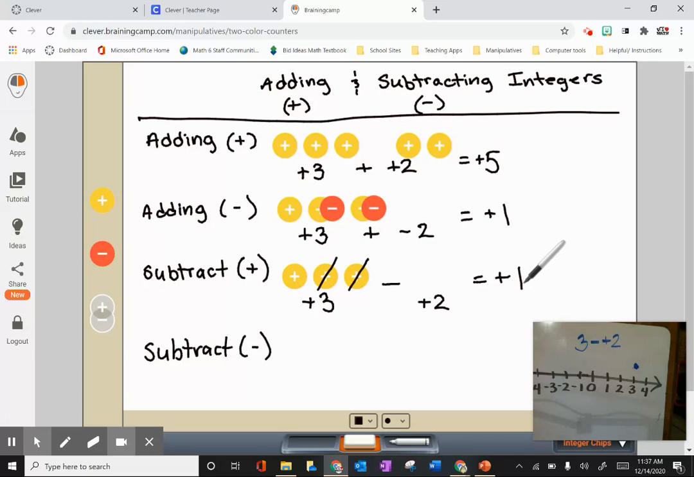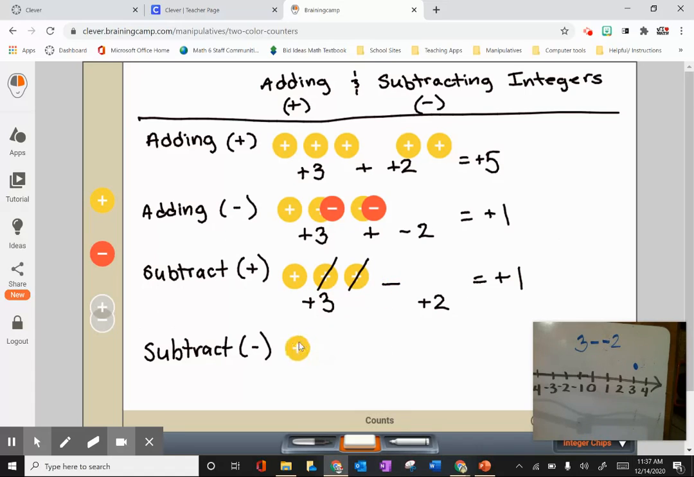The same thing that happened when I added a negative 2 is what happens when I subtract a positive 2. They both end up saying just 3 minus 2, which equals 1. The last one is a little bit different. Now we're going to subtract a negative number. We're going to take away a negative number. So we're starting at 3, and we're going to take away negative 2. How could I show that?